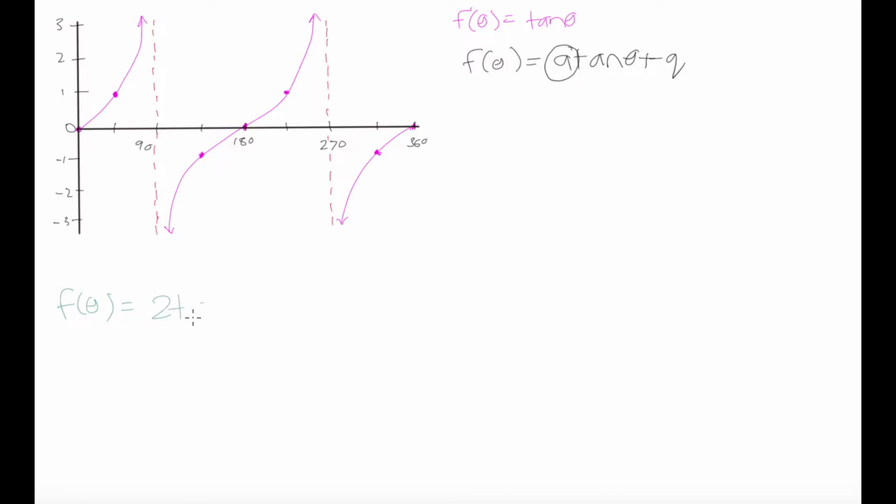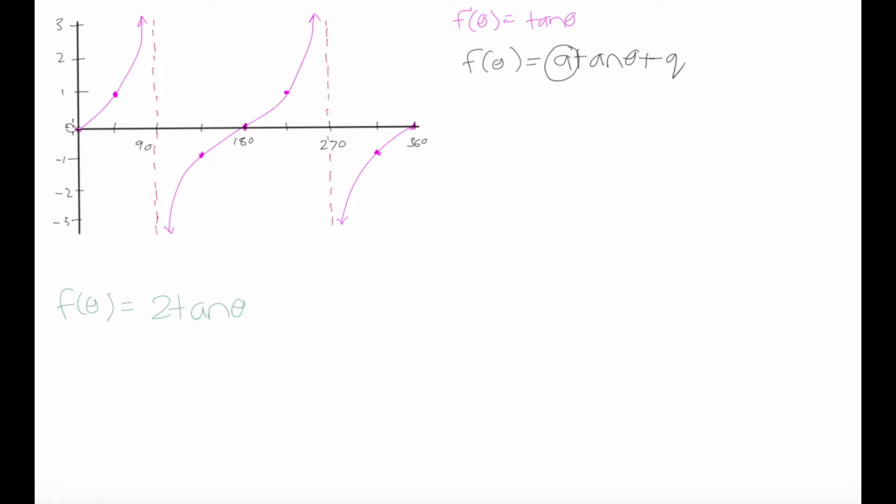We're going to have 2 tan theta. And in these examples, we are ignoring the effect of q. So we're going to envision that we have a q of 0. So our function is f of theta equals 2 tan theta. So how is this graph going to change? Well, if we use the same logic that we used with q and see how we're going to go from these standard points in our regular tan graph to new points with the effect of a, we can easily conceptualize this.